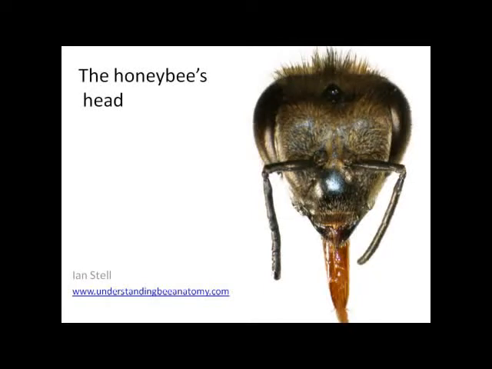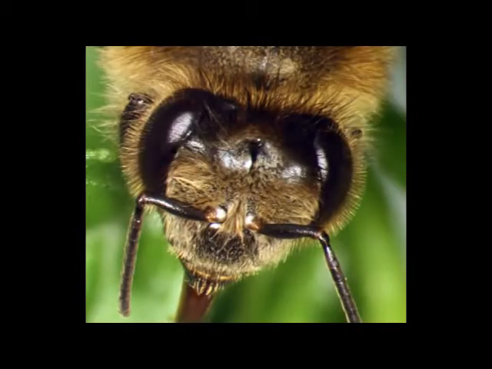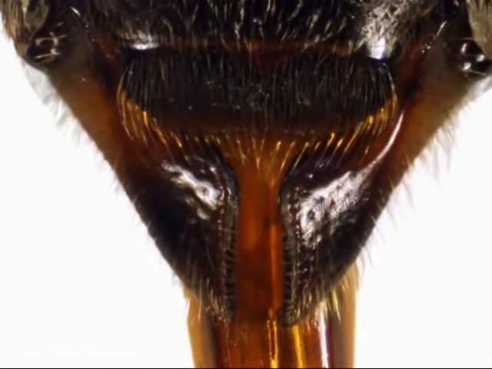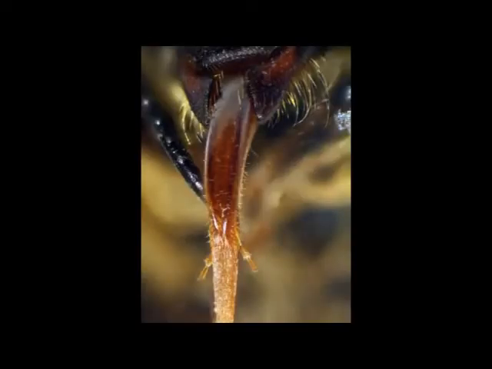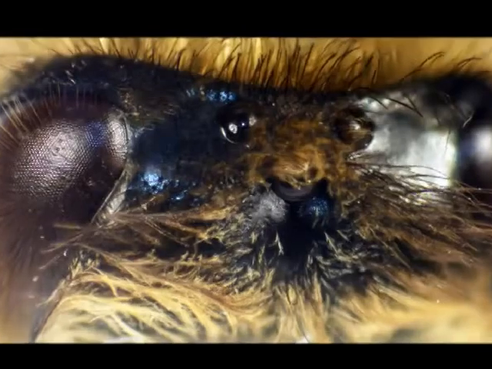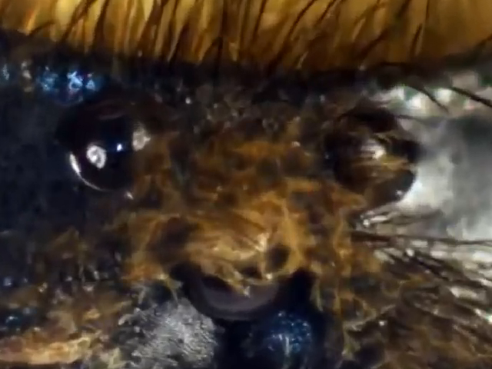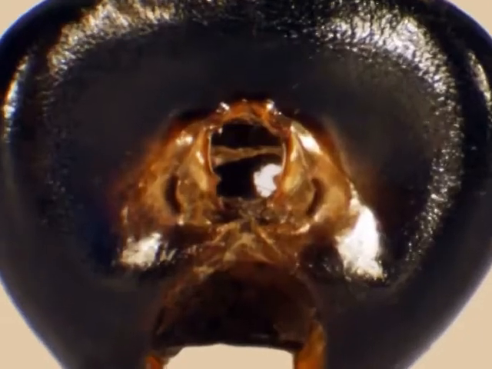This short video gives an overview of the external and internal structures of the honeybee's head. The most obvious structures are the compound eyes and the antennae. Other externally visible parts include the mandibles and the parts of the proboscis, the simple eyes or ocelli, and the attachments to the thorax around what is known as the occiput.